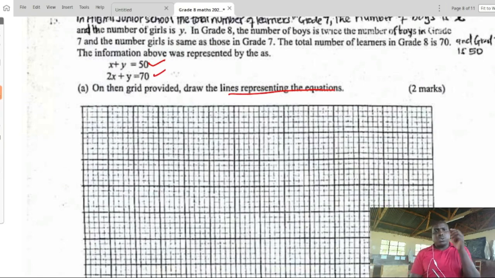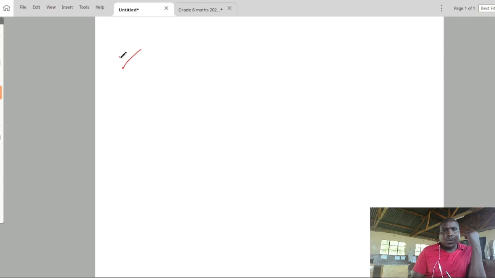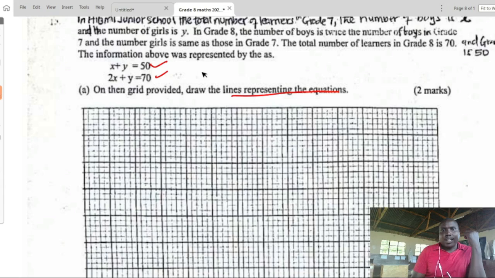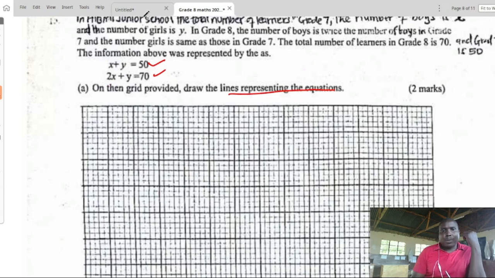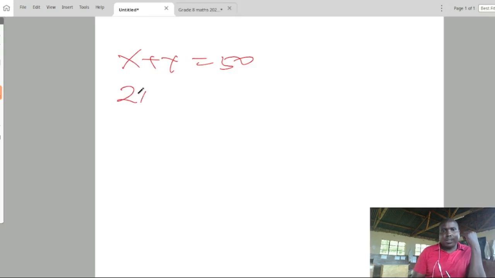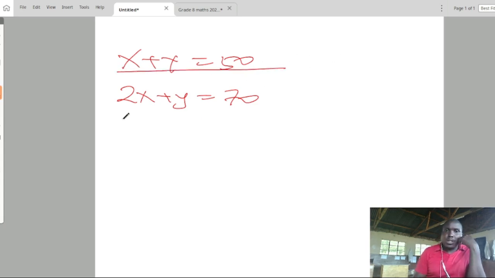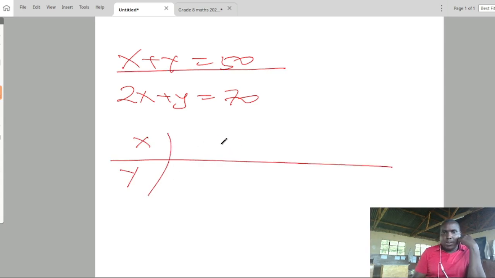So what do you do? You take this x plus y is equal to 50. And then 2x plus y is equal to 70. So for you to draw a line, you need to get your x, y. You just need 2 points to draw a line, only 2 points.